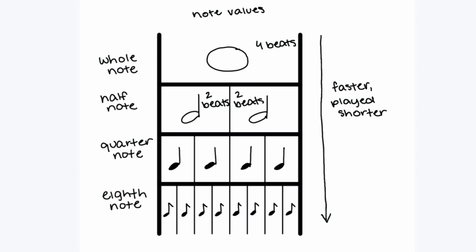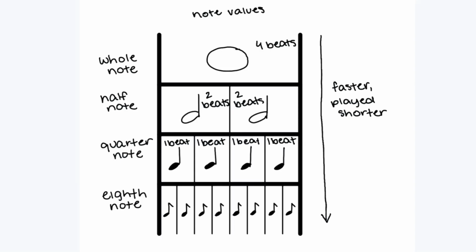The next note is the quarter note. The quarter note's note value is just 1 beat. As you can see, the quarter note is just 1/4 of a whole note, hence the name quarter note. I will now show you how a quarter note is played. 1, 2, 3, 4.